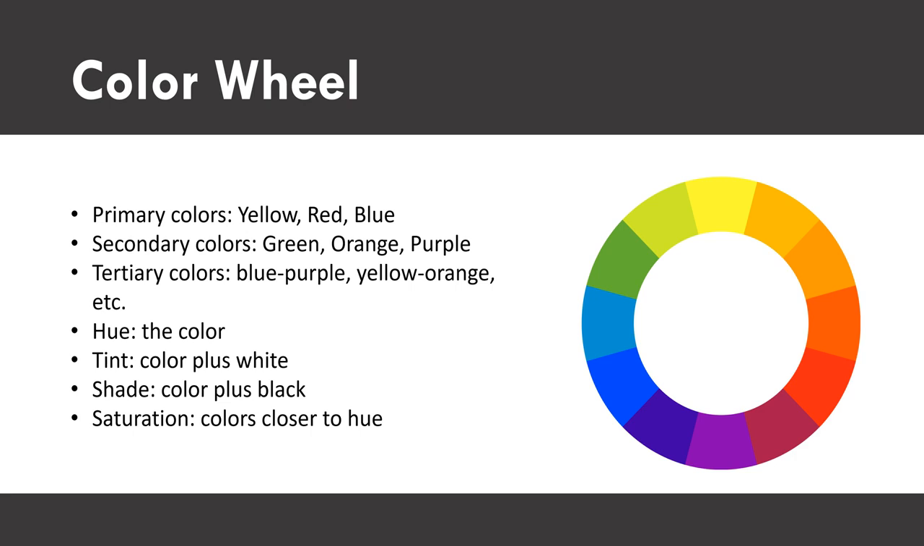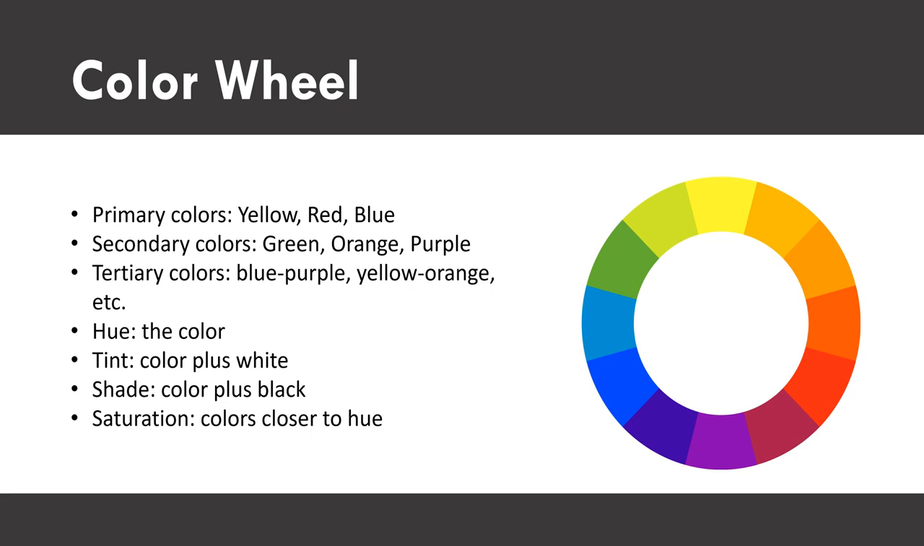Between those, by mixing those colors together, we get secondary colors of green, orange, and purple. And then between the secondary and the primary colors, we get tertiary colors. And usually these are just sort of mashes of the two colors. So you get blue-purple, or yellow-orange. These primary, secondary, and tertiary colors are important to note because they help us as we ultimately create color pairings through some color theory.